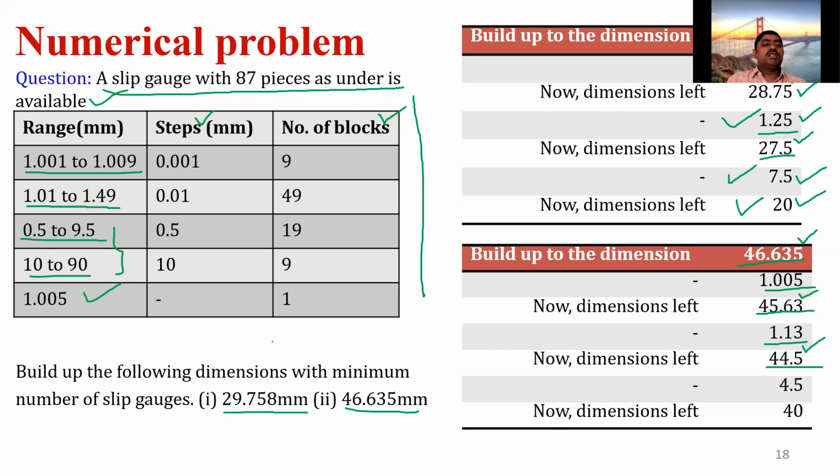So a 40 size is available in the 10 to 90 range, and 4.5 is also available in the 0.5 to 9.5 range. So you have to select the 4.5 mm slip gauge and the 40 mm slip gauge. The total slip gauges are 40, 4.5, 1.13, and 1.005, so a total of 4 slip gauges. If you use more than this, the error will accumulate and you will get inaccurate dimensions.